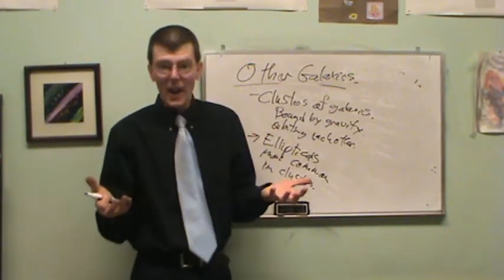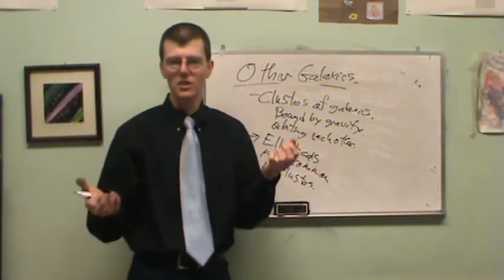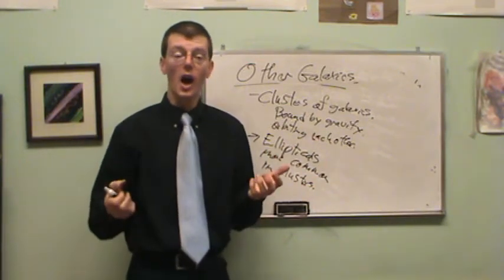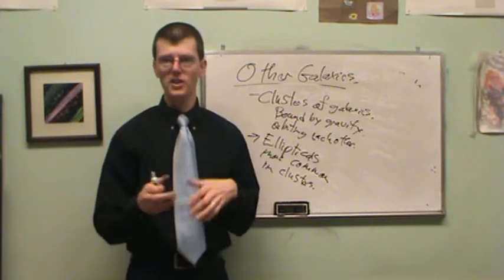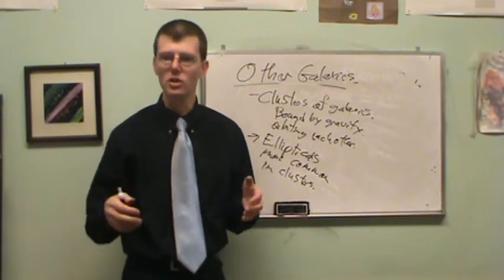So the question is why? Why do we have these two different types of galaxies? Why do we have spirals and ellipticals? Right now, astronomers don't know. There are several different ideas. There are people who are doing research.